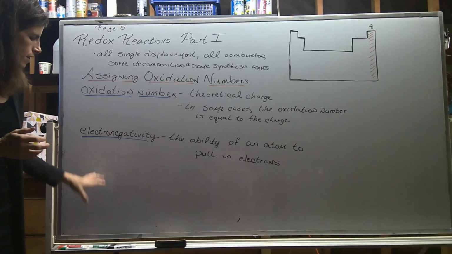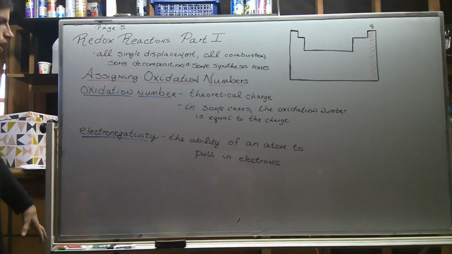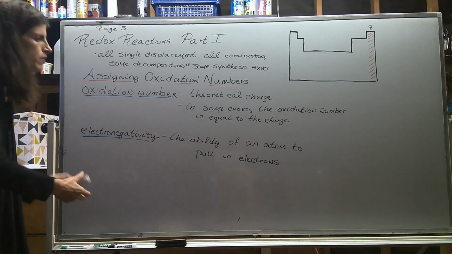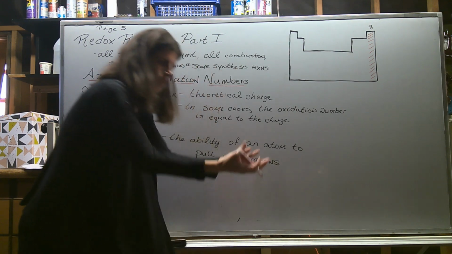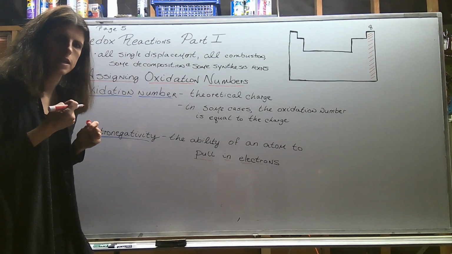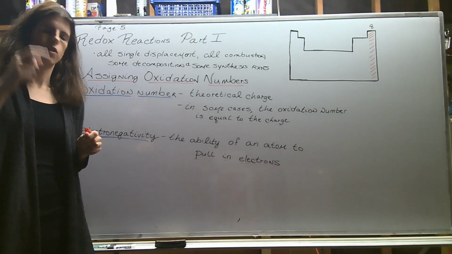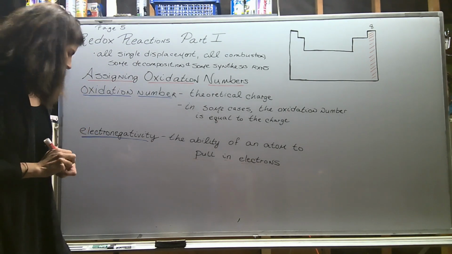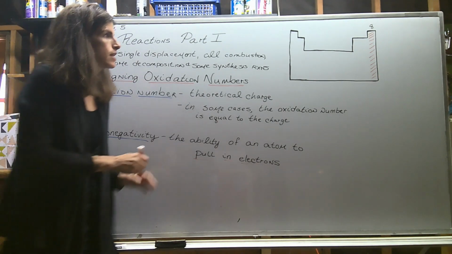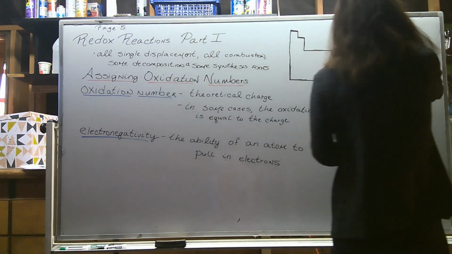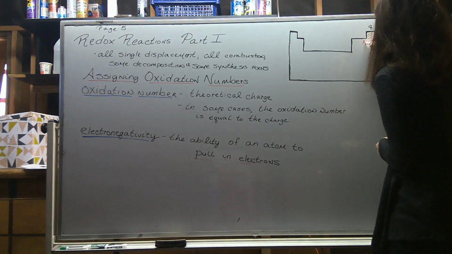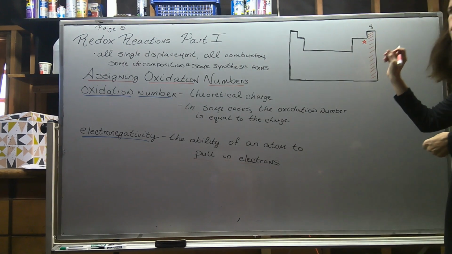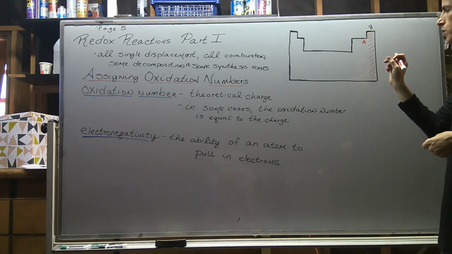And then, how do we do this? We want to understand the definition of electronegativity. Electronegativity is the ability of an atom to pull in electrons. So it's going to grab a hold of those electrons and pull them into its shell. Fluorine has the highest electronegativity value. Fluorine's right here on the periodic table. It is the highest electronegativity value.